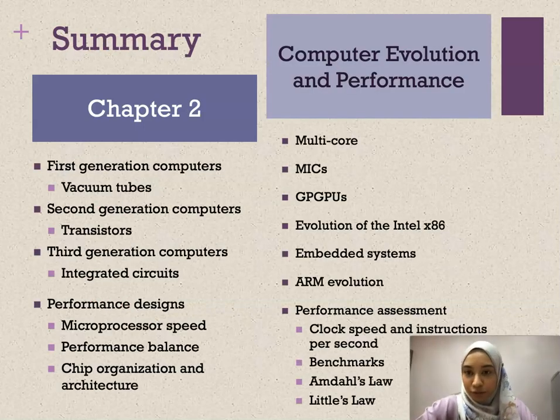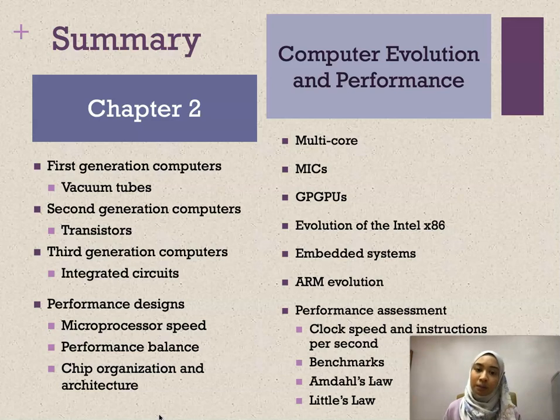For chapter 2, we are going to dive into the history of computers. We will talk about the first generation of computers, which was based on vacuum tubes. Then the second generation, which was based on transistors. From transistors, we were led into miniaturization, making very small-scale computers, which we now know as integrated circuits. Then we will talk about performance designs in terms of microprocessor speed, performance balance, chip organization, and also the architecture.